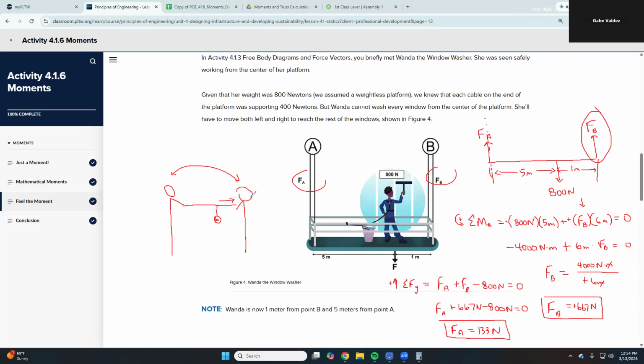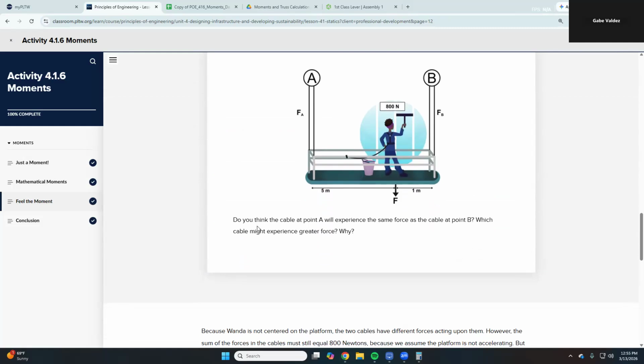Okay. Showing that just because Wanda weighs 800 newtons and is off center, the tension in A and the tension in B are not the same. So it doesn't get split evenly like some students might expect. Now, when it's in the center, it does. Okay, so let me go ahead and clear that out.